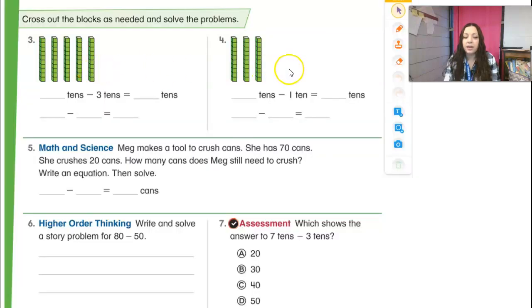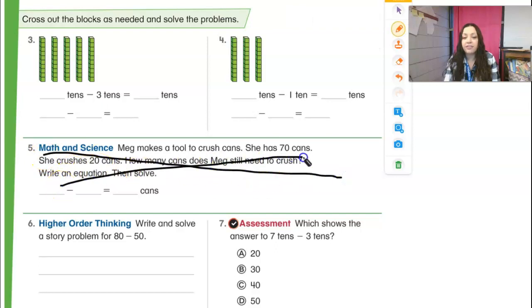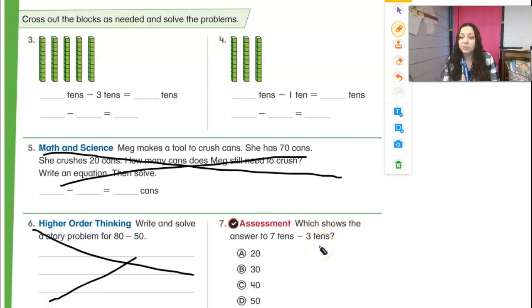Then on the back, you're going to do number 3 and number 4. You are not going to do number 5 and number 6, but I would like you to try the little assessment or test at the end, okay? So numbers 1, 2, 3, 4, and then number 7, okay?